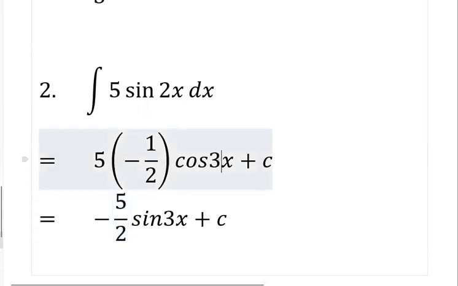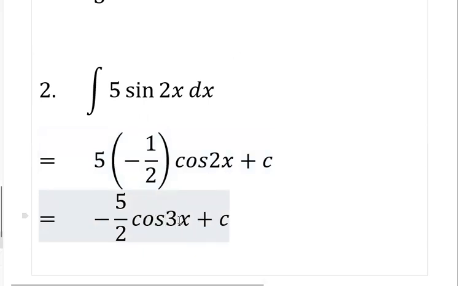Cos 2x. Sine 2x dx, so it will be minus 1 over 2 cos 2x plus c. Now we are changing this one, because we are using this as a template, so this will be cos 2x plus c. So this will be our final answer, minus 5 over 2 cos 2x plus c.